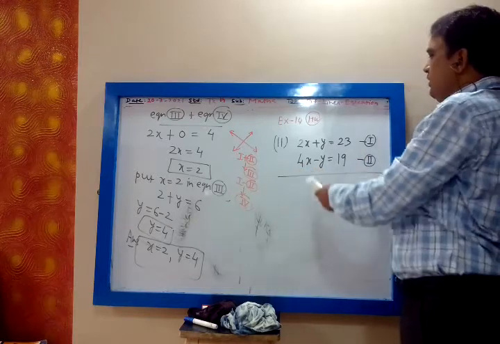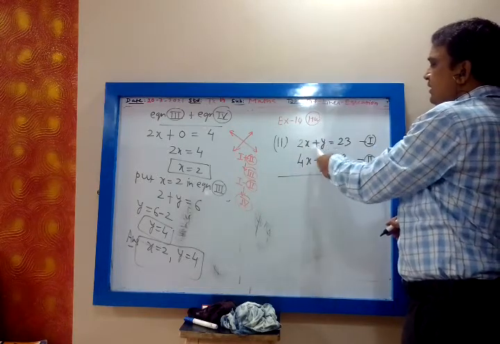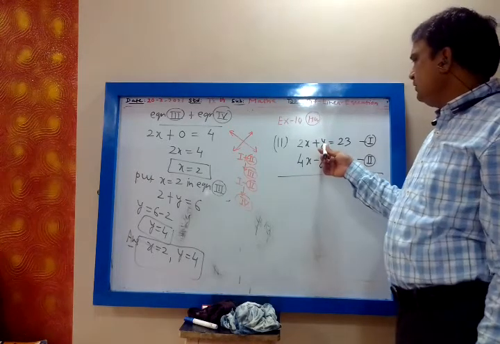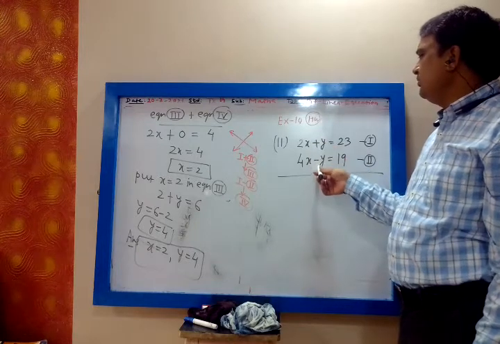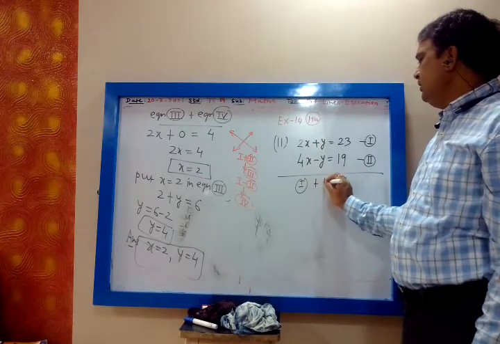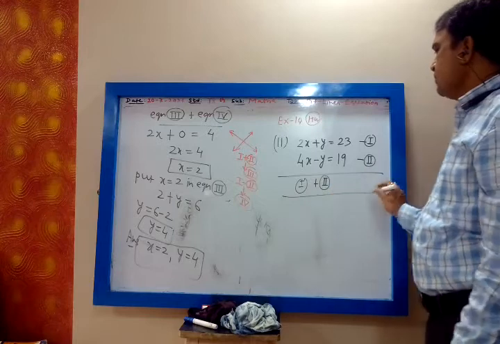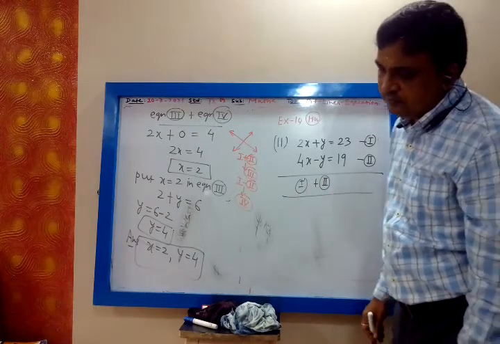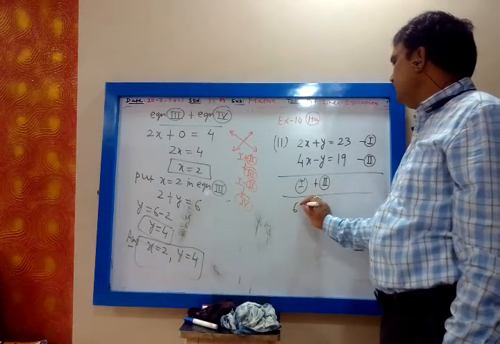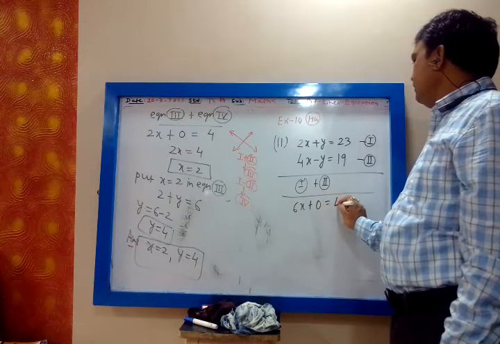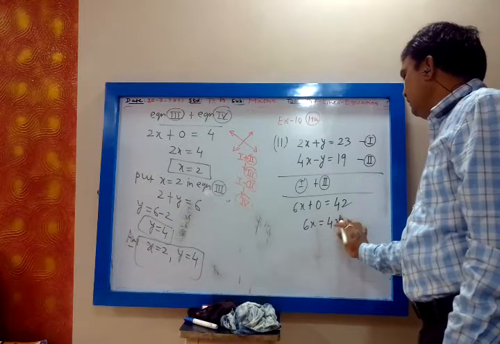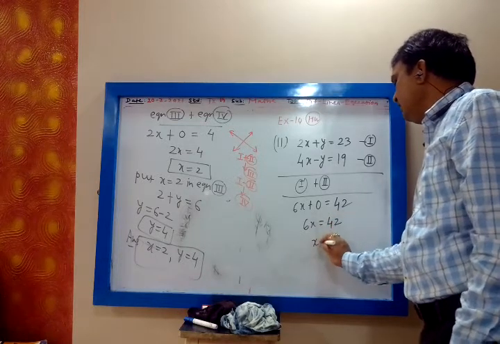Now the diagonal coefficients are not same. There it is 2, there it is 1. There it is 1, there it is 4. So we follow elimination directly. What is the coefficient of y? 1. Coefficients are equal. They have opposite sign, so I will write equation 1 plus equation 2. So 6x plus 0 is equal to 42. So 6x is equal to 42, x is equal to 7.